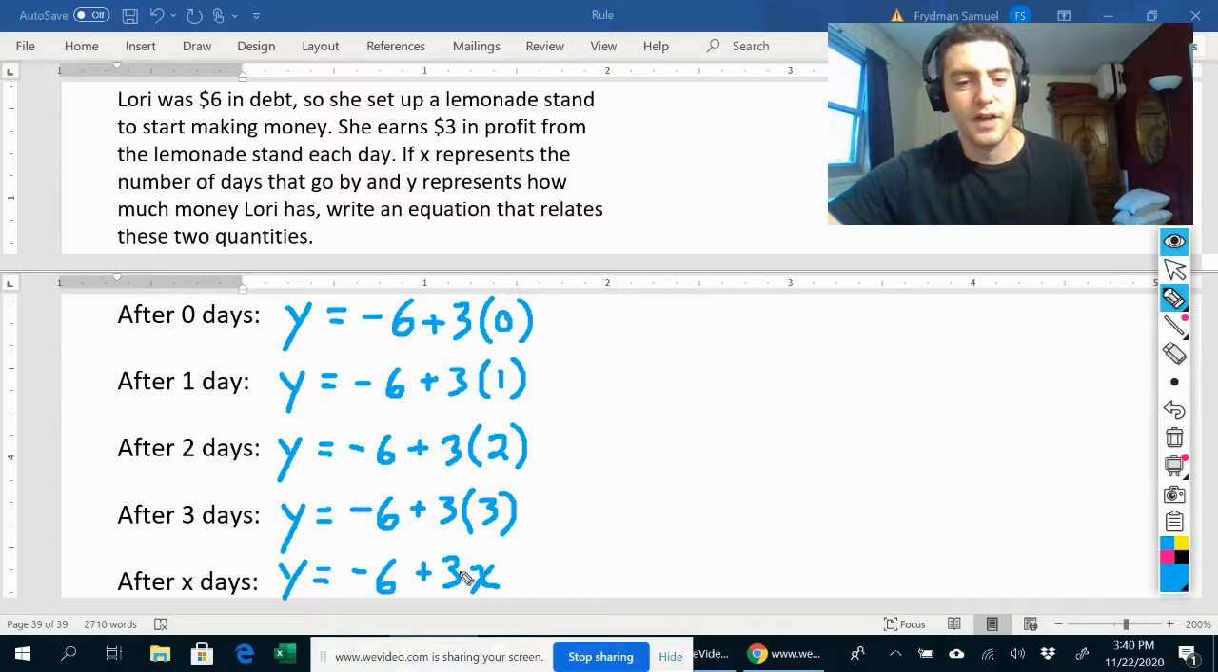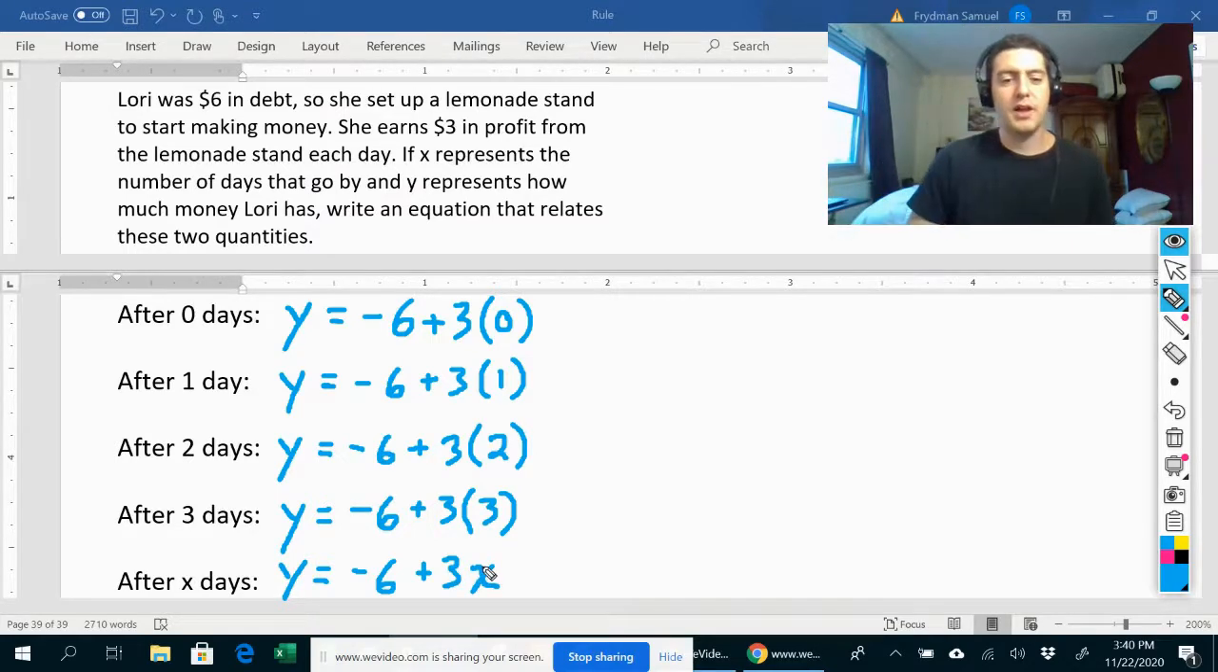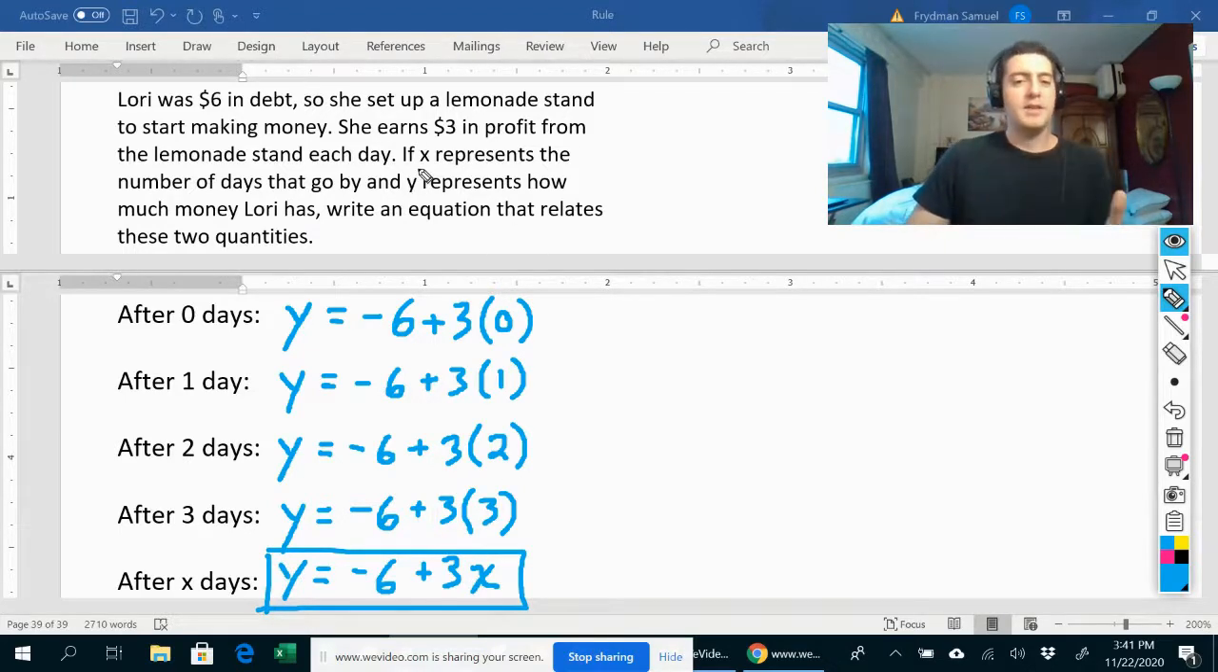I don't have to write the parentheses here. If I have 3 next to the X, that already means that they're getting multiplied. So you can see that after we wrote it this way, it's actually pretty simple to see what the equation should be that describes the relationship between X and Y, X being the number of days that have passed, and Y being the amount of money that Lori has. So if I want to calculate how much money Lori has after a certain amount of days, I would just do 3 times however many days went by, plus -6, or another way of saying that is -6 plus 3x. This is the equation that describes the relationship between the number of days that pass and the amount of money Lori has.